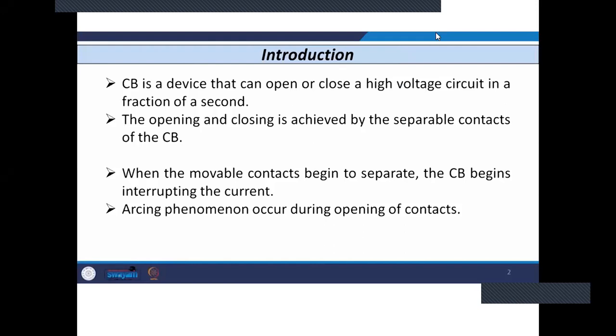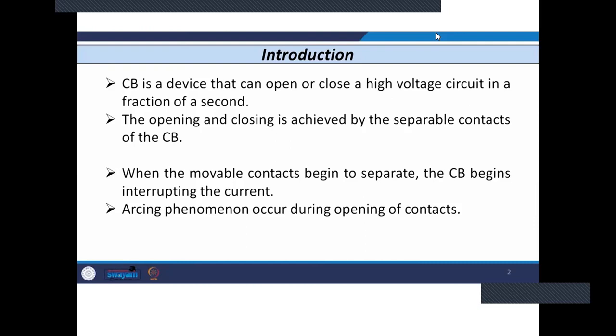Today, we will discuss a very important protective device, that is the circuit breaker. A circuit breaker is a device that can open or close a high voltage circuit in a fraction of a second. It is used for protection in case of a fault. When a fault occurs, it opens its contacts, keeping the fault current from flowing through the circuit.